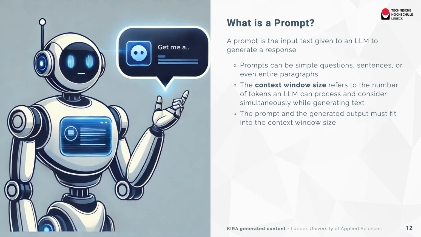At the heart of any large language model lies the concept of a prompt, which is essentially the input text given to an LLM to generate a response. Prompts can be simple questions, sentences, or even entire paragraphs, and they play a crucial role in determining the output of the model. Another important aspect to consider is the context window size, which refers to the number of tokens an LLM can process and consider simultaneously while generating text. It's essential to ensure that the prompt and the generated output fit into this context window size to get accurate and coherent results.